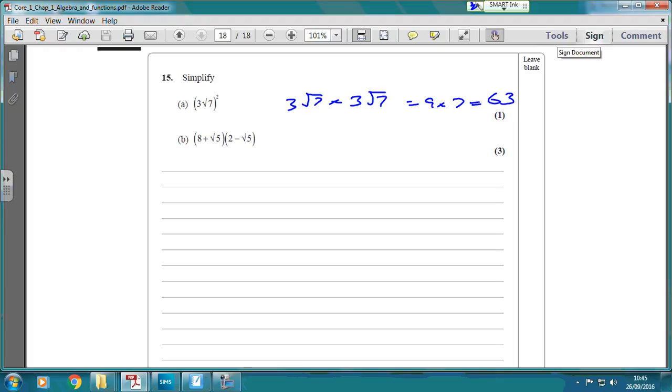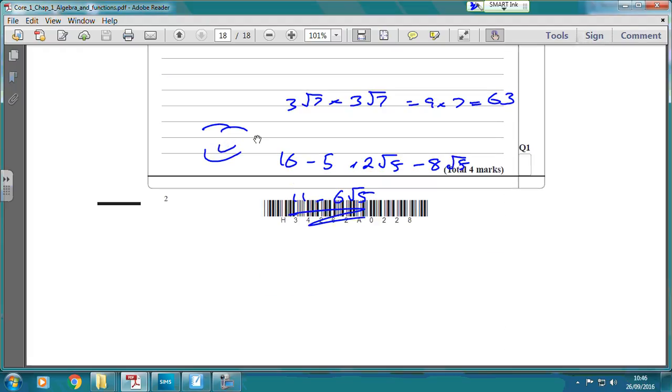So the next one, smiley face method again. 8 times 2 is 16. Root 5 times by minus root 5 is going to be minus 5. Plus 2 root 5, and then minus 8 root 5. That's going to be 11 minus 6 root 5. And that was these questions done.